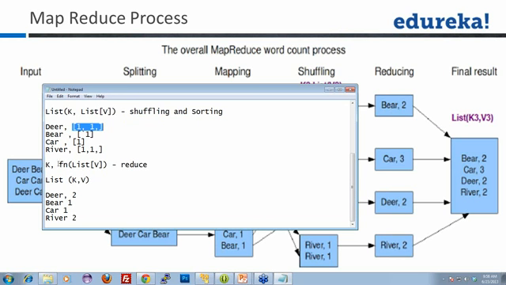Then in the next step, what we got, now we have to process. Now the actual thing comes. Whatever we want to do, if we want to do a sum here, we write a function. Wherever we apply this function will be the reduce step. In this case we had to do the sum. So finally on this list, we get another list which will have Deer as 2, Bear as 1, Car as 1, and River as 2. So this is the reduce step.